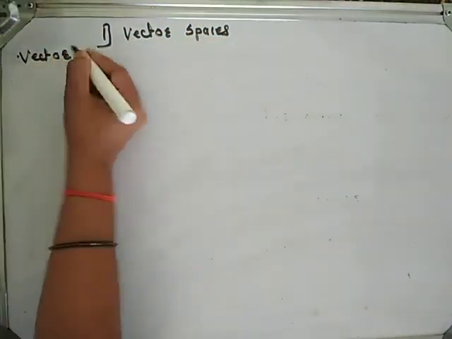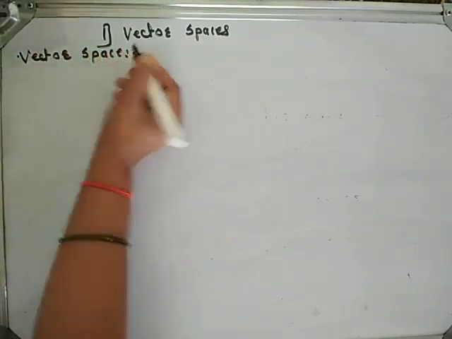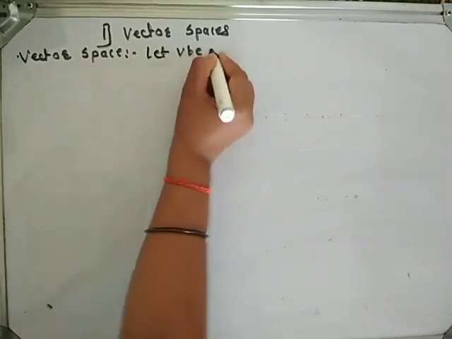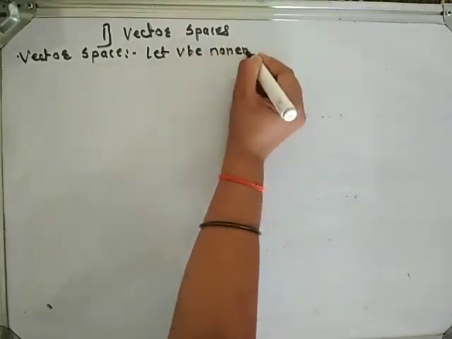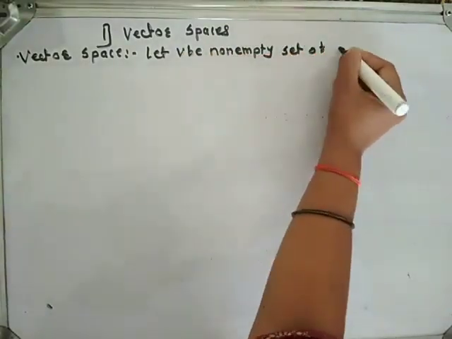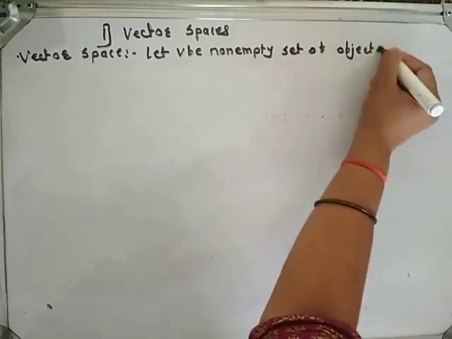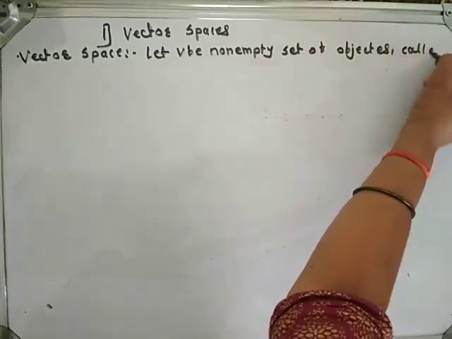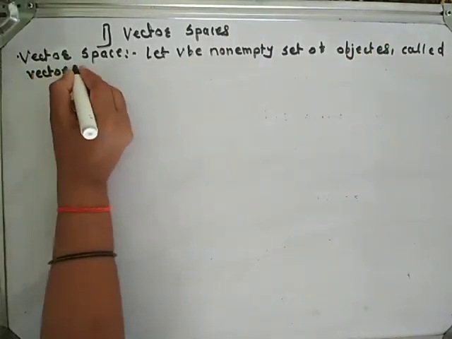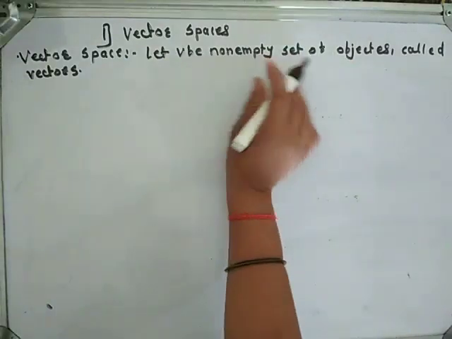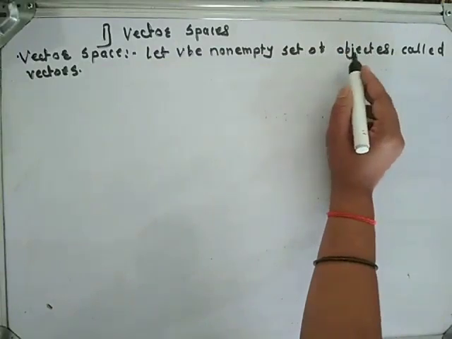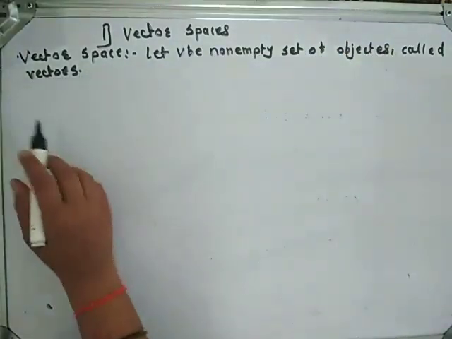Vector space. Let V be a non-empty set of objects called vectors. This means V is a non-empty set of objects, and these objects are nothing but vectors.